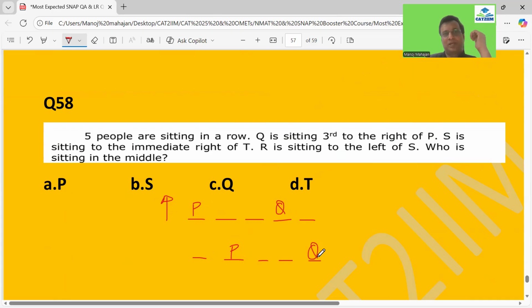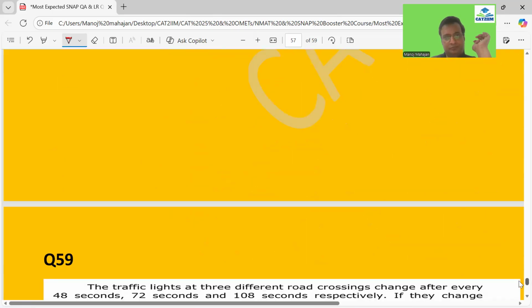S is sitting to the immediate right of T. So this is the position out here. Immediate right we have to look at, okay? Now R is sitting to the left of S. So this case I have to rule out and I have to fix R over here. So who is sitting in the middle? That is T. So such kind of problems you should definitely do, right?